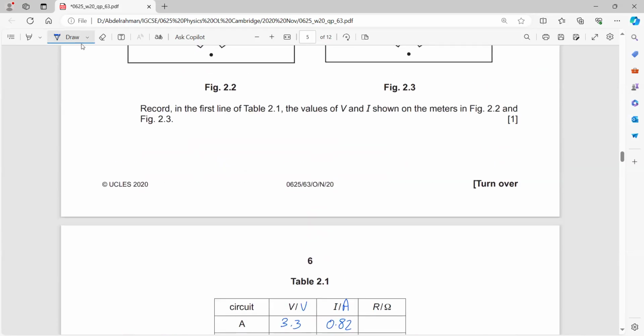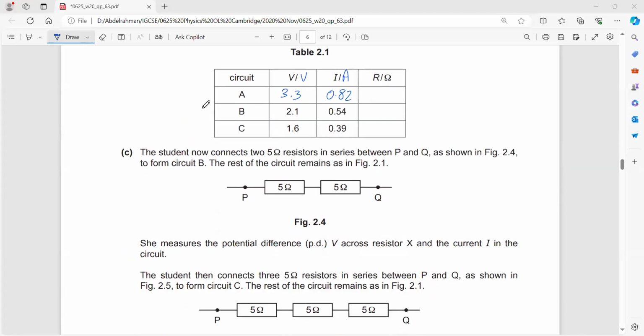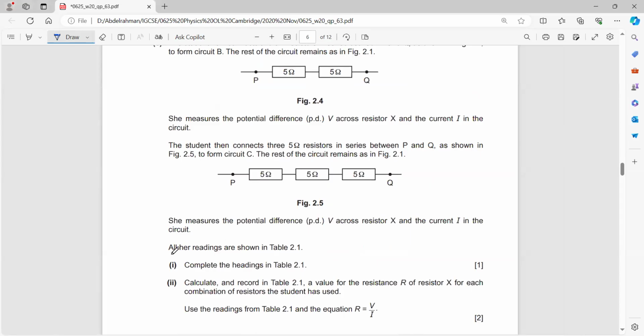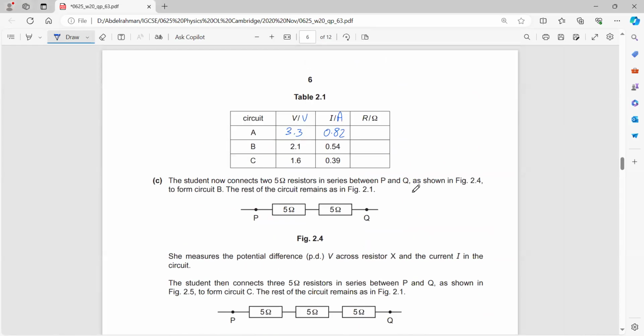Okay, we wrote down the voltage and the current, and now the student connects two 5 ohm resistors in series between P and Q. Then she measures the potential difference V and the current I, and repeats the experiment with three 5 ohm resistors. All her readings are shown in table 2.1.